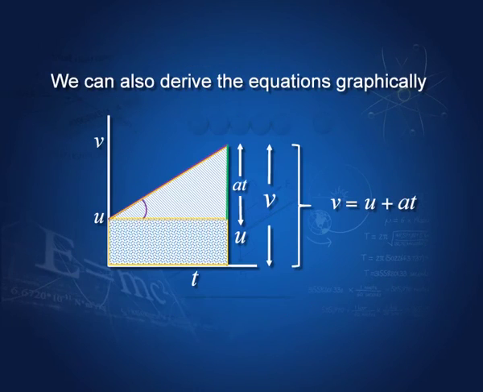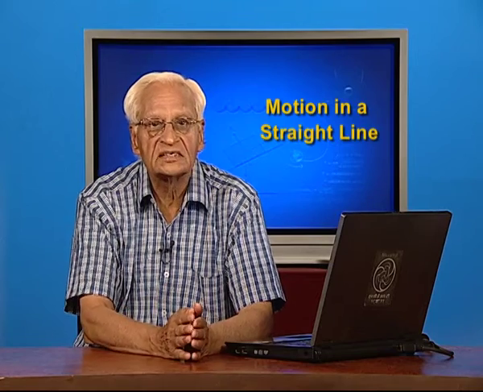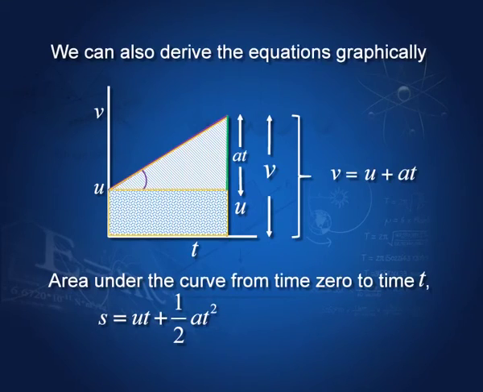We can also derive these equations graphically. In fact, in the last lecture we did this. We can see that the distance covered here in the velocity time graph is equal to the area of this rectangle and the area of this triangle, and if we add them, we get v equal to u plus a t. We get this distance as a t, and therefore, the velocity is u plus a t, and the distance covered is the area under this curve, the area of the triangle plus the area of the rectangle, and we get s equal to u t plus half a t square. This we did in the last lecture also.